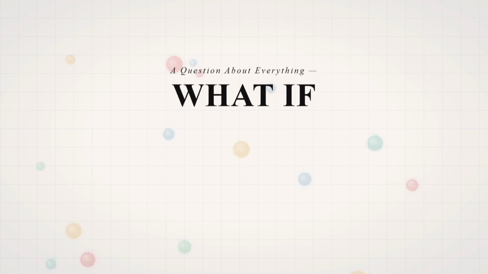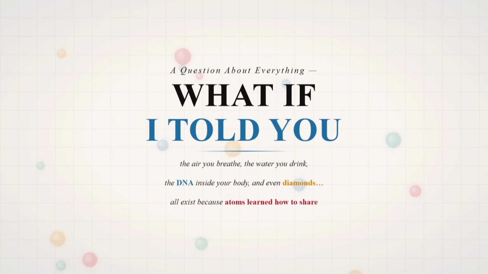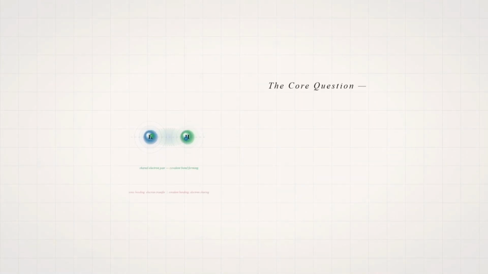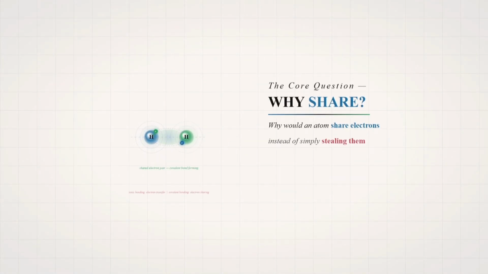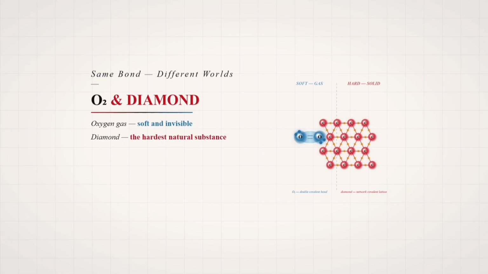What if I told you the air you breathe, the water you drink, the DNA inside your body, and even diamonds all exist because atoms learned how to share? But why would atoms share electrons in the first place? Why doesn't every atom just steal electrons like in ionic bonding? And how can something as soft as oxygen gas and something as hard as diamond both be created using the exact same type of bonding?